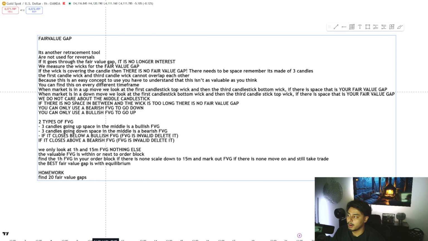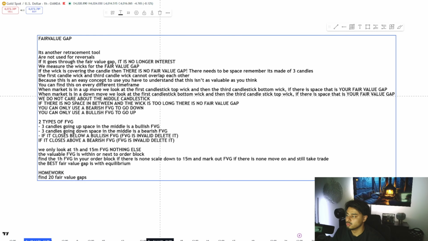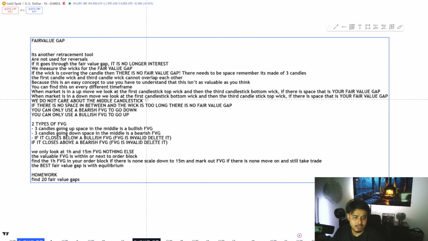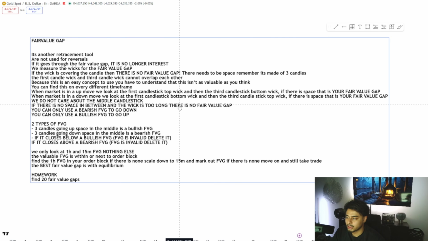When market is in an up move, we look at the first candlestick top wick, then the third candlestick bottom wick. If there is space, that is your fair value gap. When market is in a down move, we look at the first candlestick bottom wick, then the third candlestick top wick. If there is space, that is your fair value gap. We do not care about the middle candlestick. The middle candlestick does not matter. If there is no space in between and the wick is too long, there is no fair value gap.